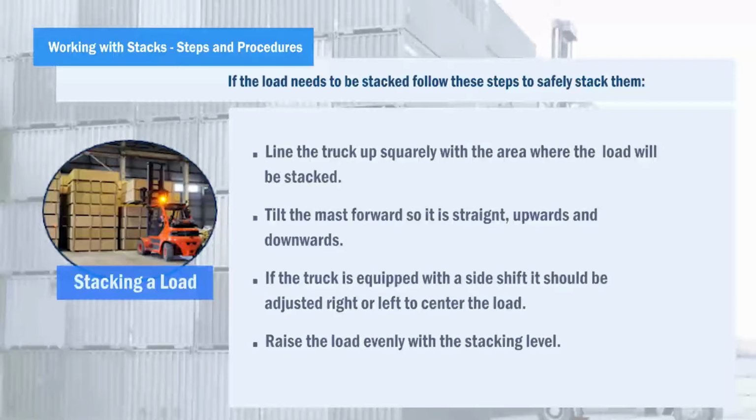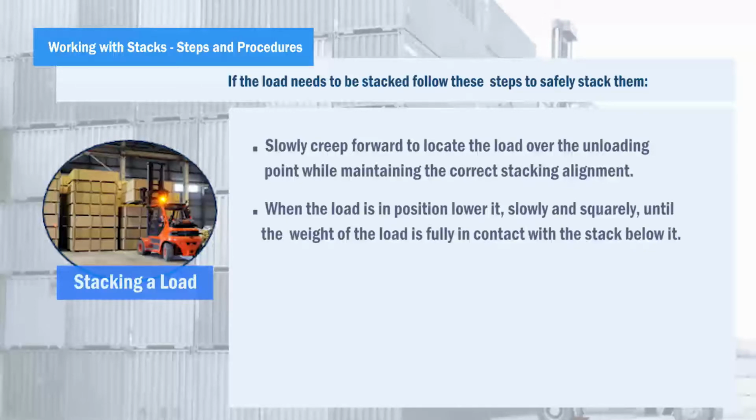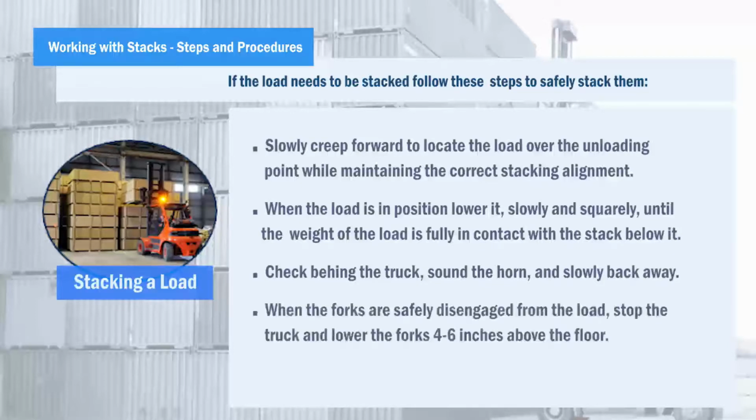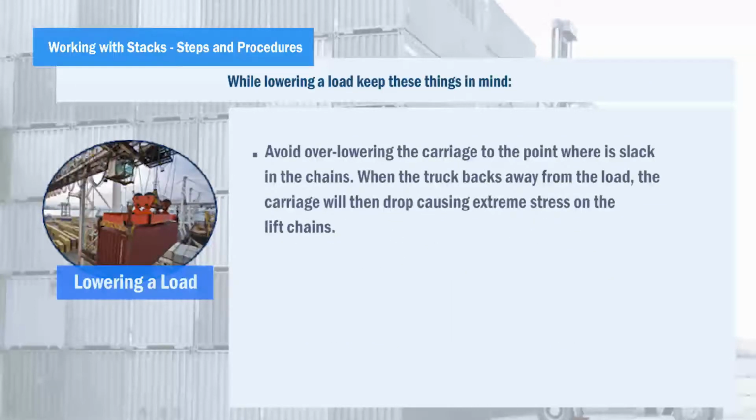Raise the load evenly with the stacking level. Slowly creep forward to locate the load over the unloading point while maintaining the correct stacking alignment. When the load is in position, lower it slowly and squarely until the weight of the load is fully in contact with the stack below it. Check behind the truck, sound the horn, and slowly back away. When the forks are safely disengaged from the load, stop the truck and lower the forks 4 to 6 inches above the floor. While lowering a load, keep these things in mind.